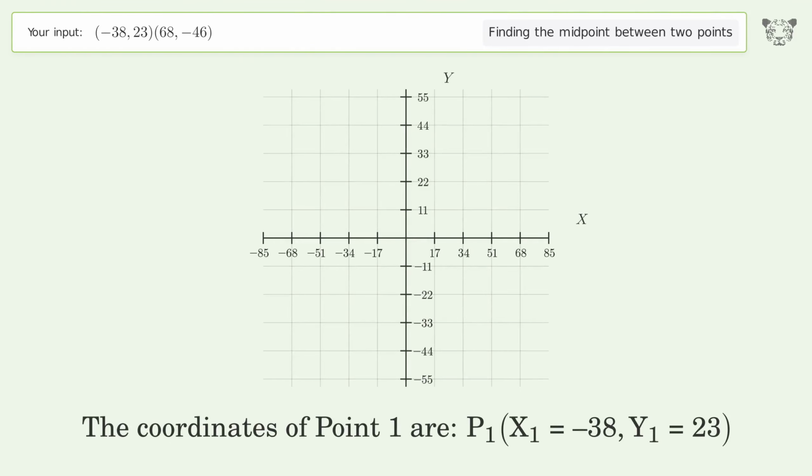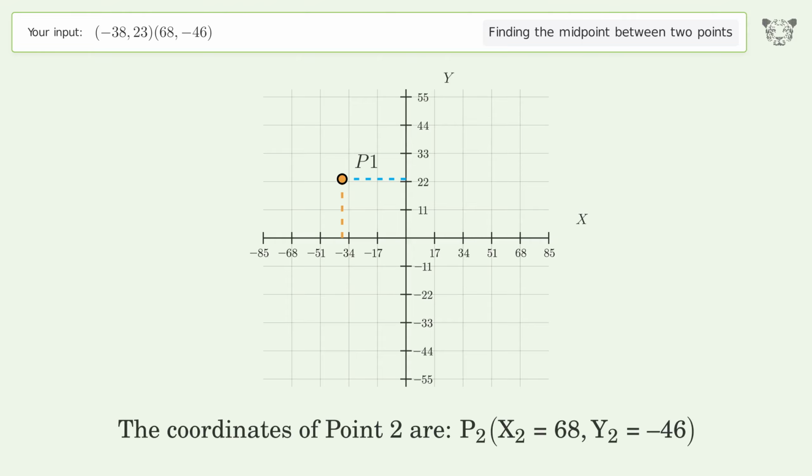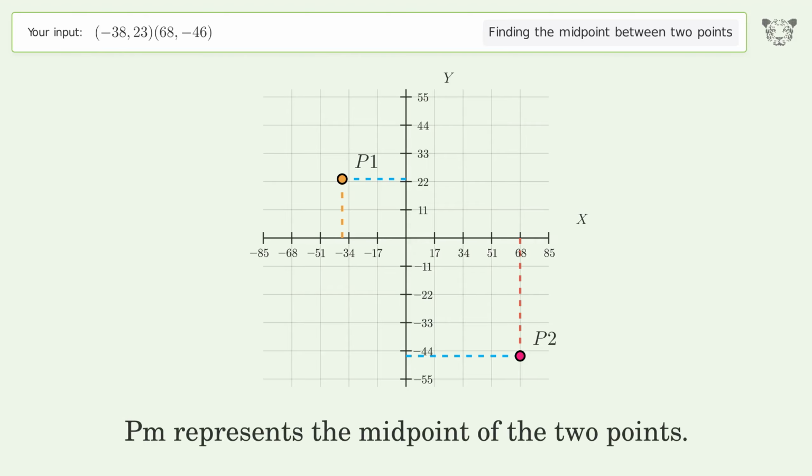The coordinates of point 1 are, x1 equals negative 38, y1 equals 23. The coordinates of point 2 are, x2 equals 68, y2 equals negative 46. PM represents the midpoint of the 2 points.